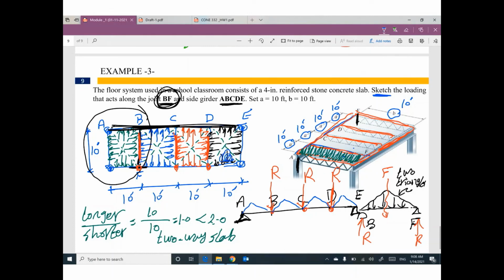This triangle, this triangle, I'm sorry. I'm talking about A, B, C, D, E. So this triangle, this triangle, this triangle, and this triangle. So we have four triangles. Here is beam A, B, C, D, E. Here is beam B, F. I am done with the load distribution, sketching the load that acts on BF and A, B, C, D, E.